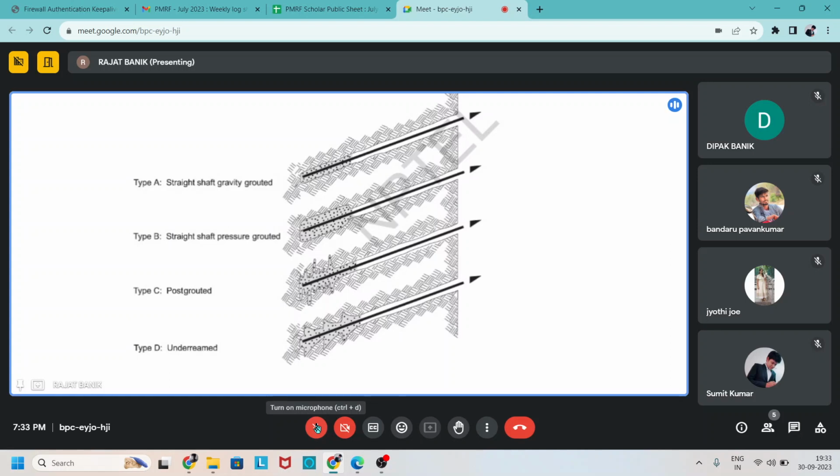In the under-ream there is some bulge arrangement which is used to resist the uplift pressure. So this way we also use this anchorage, with some bulging, or you can say a stepping method, which resists the uplift force.